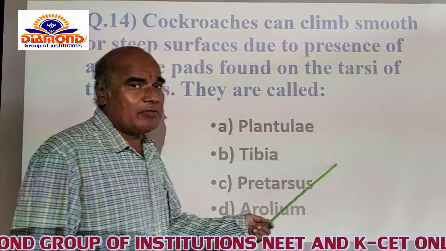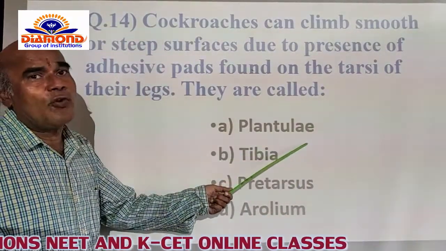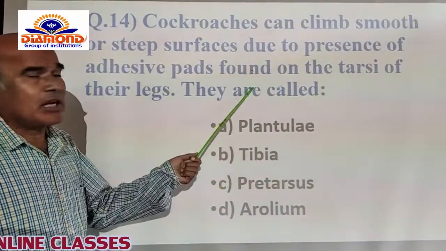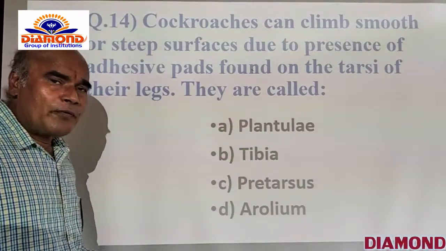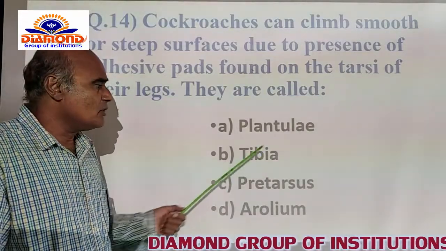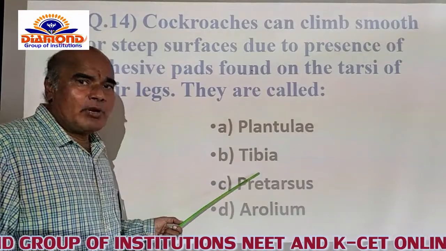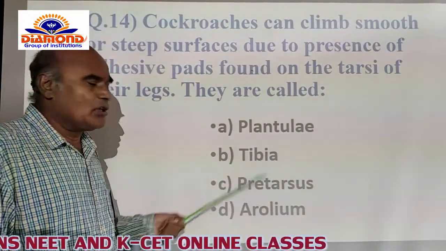Now the options are given. The plantulae, as I said, are present on 4 of the tarsomeres, so option A is correct for this. Due to the presence of the plantulae, the cockroach can crawl perfectly on smooth and steep surfaces in its environment. Whereas the tibia, as I said, is one among the segments of the leg, and the pretarsus is the 5th tarsomere of the leg.